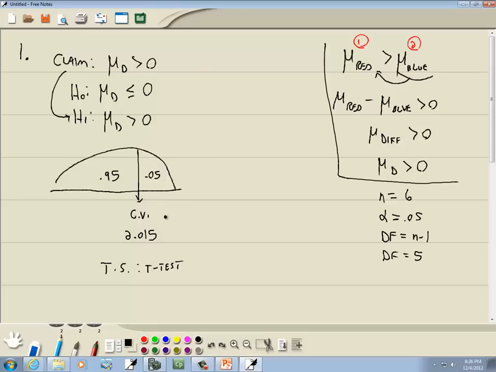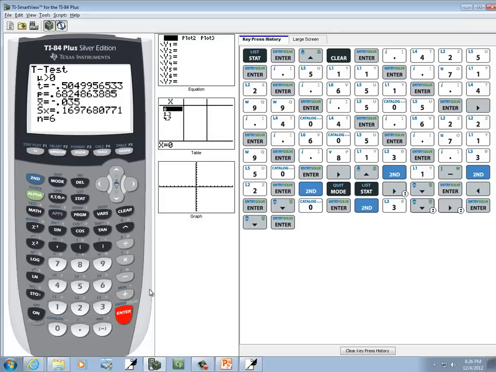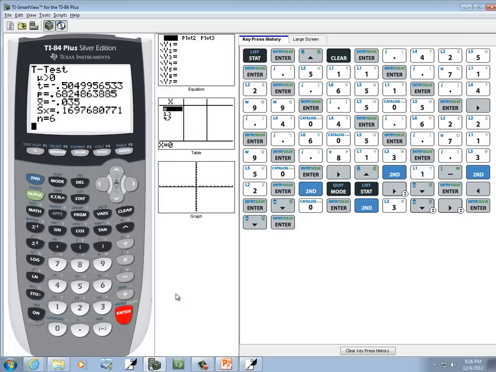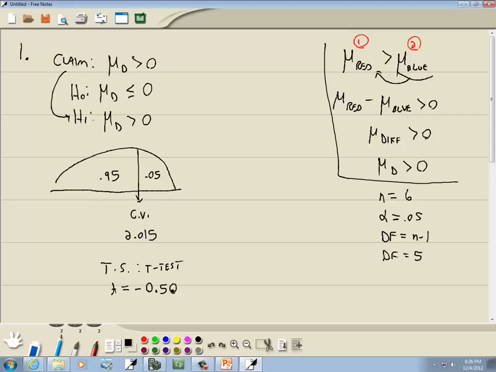Now the T equals is our test statistic. So we got T is equal to negative 0.50. Well, this is the number line. This would fall over here somewhere.